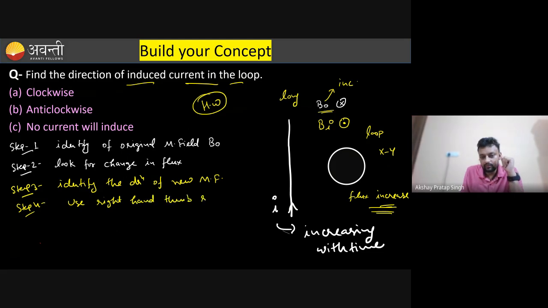Thumb rule to find direction of current. Is it clear? Now, how can you use your right hand to find the direction of current?